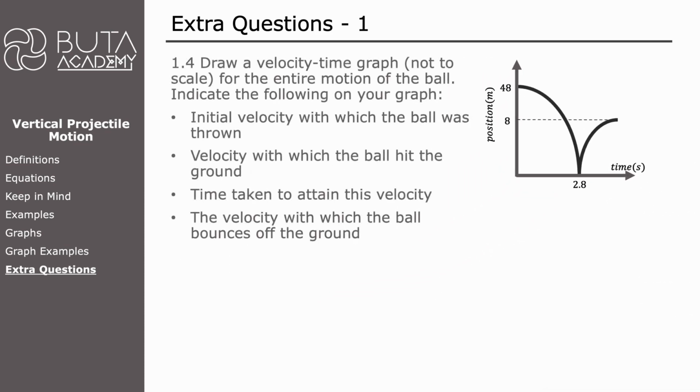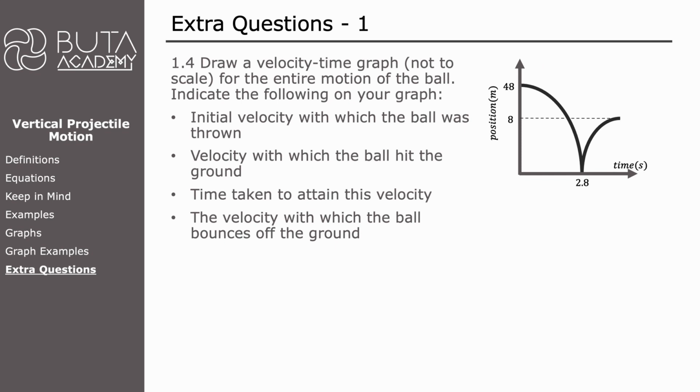In the last part of the question, we need to draw a velocity time graph which is not to scale for the entire motion of the ball. While doing so, we have to indicate the following values on the graph. The initial velocity with which the ball was thrown, velocity with which the ball hits the ground, time taken to attain this velocity, and the velocity with which the ball bounces off the ground.